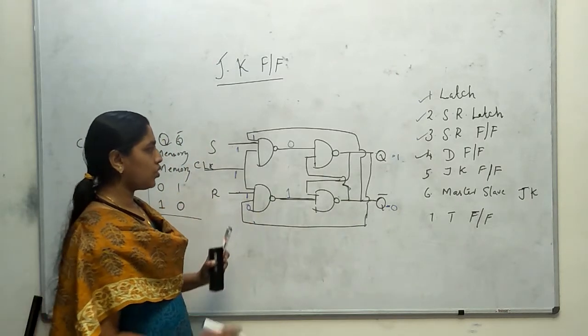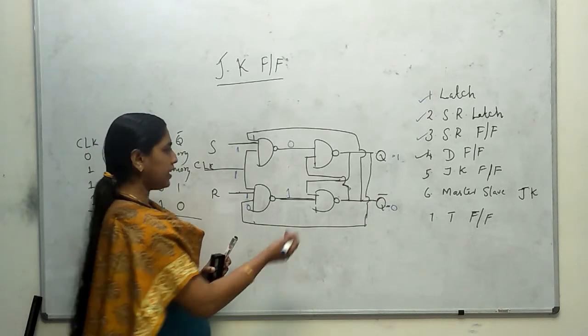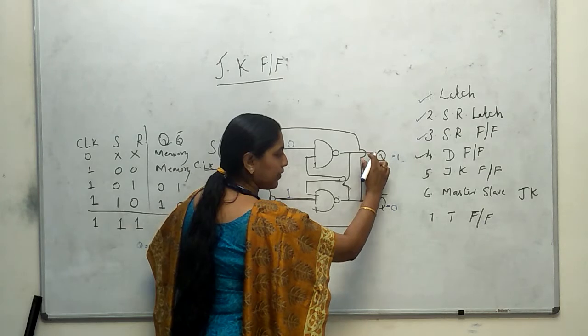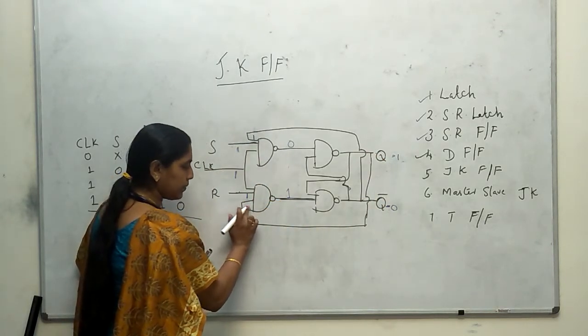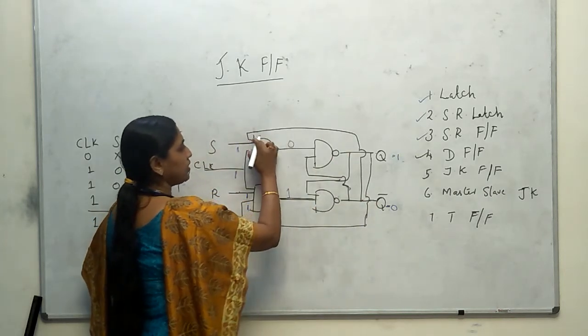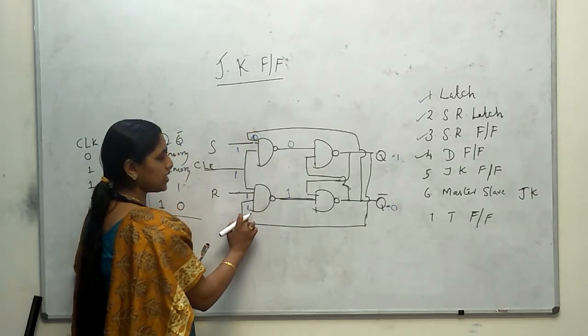Now what is the next step? What will happen next? Assume that this is 1 and this is 0. I am giving this back as input to here, so this 0 becomes 1, and this 0 I will give to this input, so this becomes 0. So this input is 0 and this input is 1.